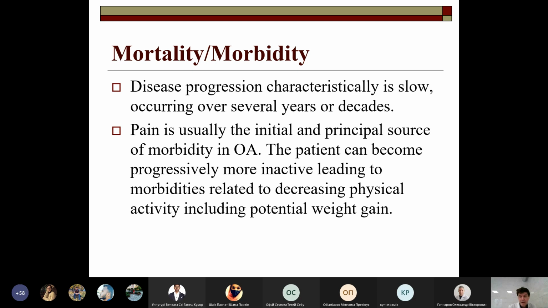The patient might become progressively more inactive, leading to morbidities related to decreased physical activity, including potential weight gain, and sometimes the risk of fracture, especially in the female population having a high risk of systemic osteoporosis, can be seen in the patient population. So primarily all this profile is defined as the fragility of the patients. In some cases, the fragility is defined as the global risk of premature death in this patient population.